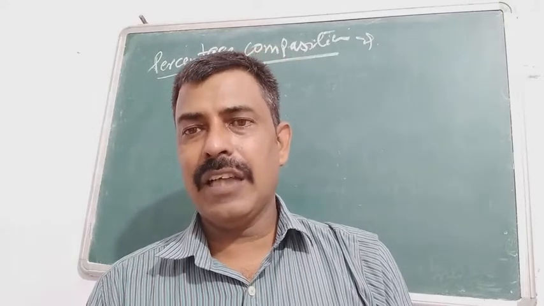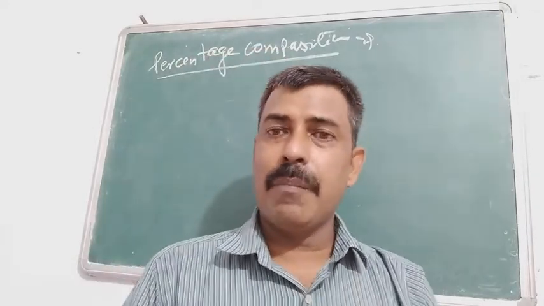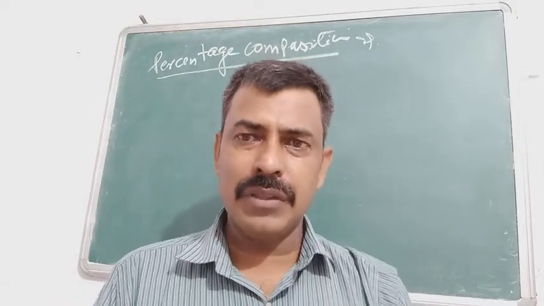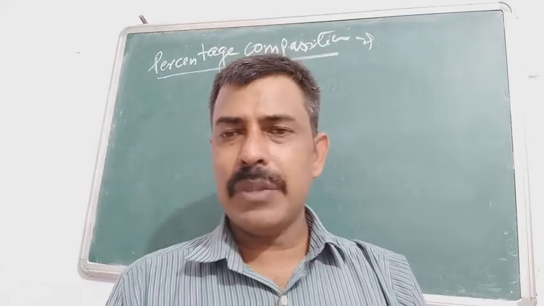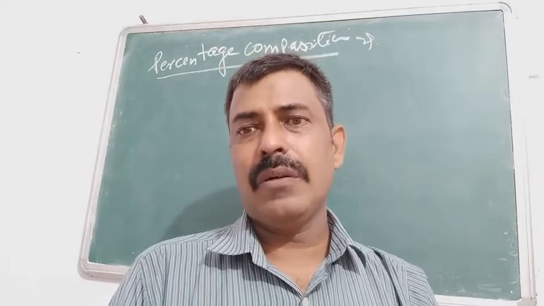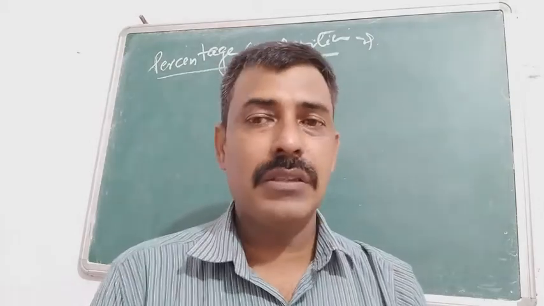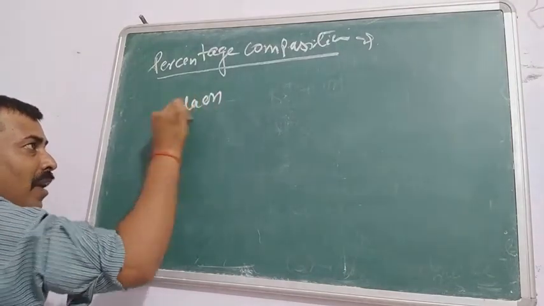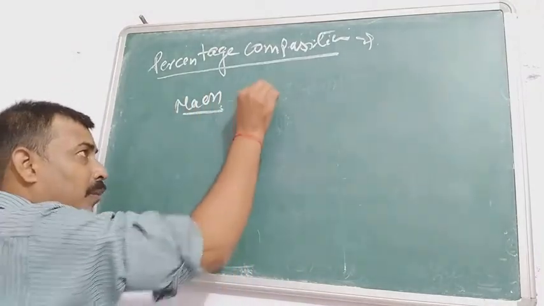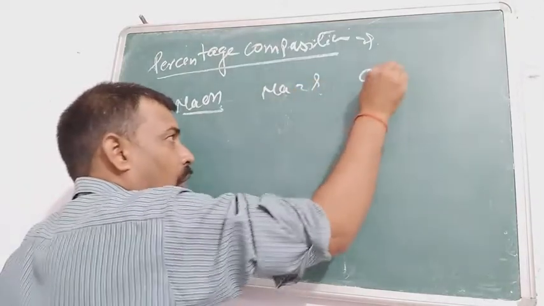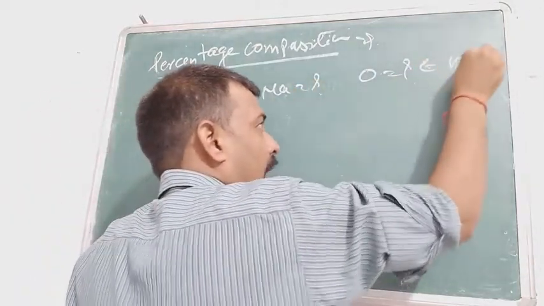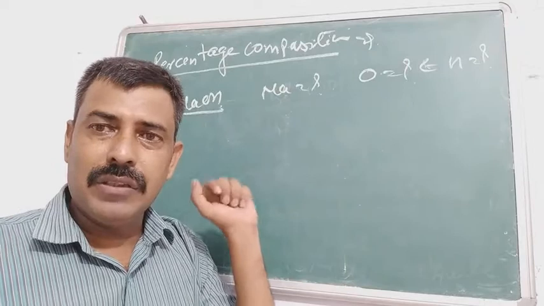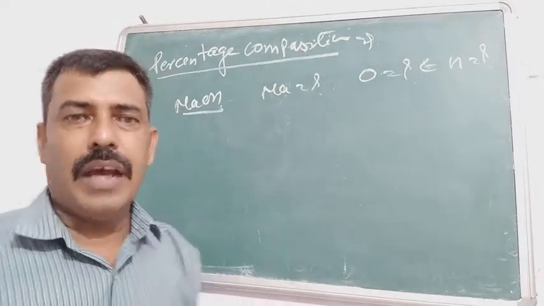I am taking an example and I am calculating on the basis of the atomic masses, not on the basis of the mass numbers, because by taking mass numbers the calculation becomes a little more lengthy. So here it is the compound NaOH, and you will have to find the percentage composition for sodium, oxygen and hydrogen. This is sodium hydroxide, NaOH, which is well known as caustic soda or lye.